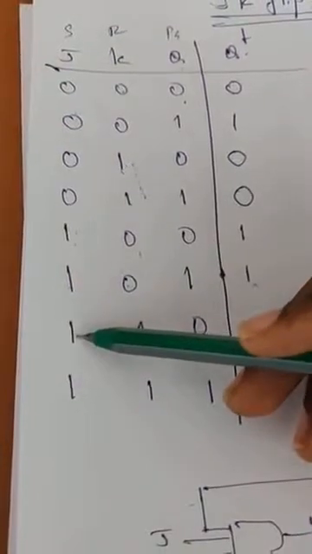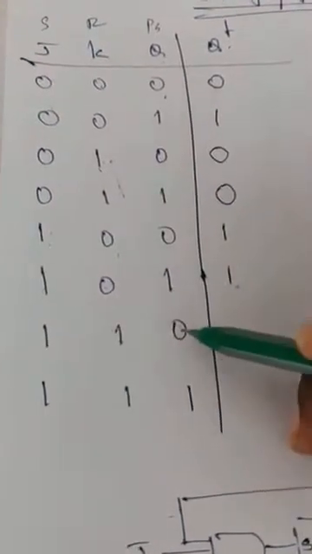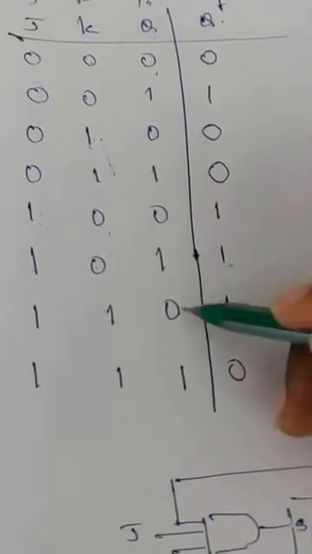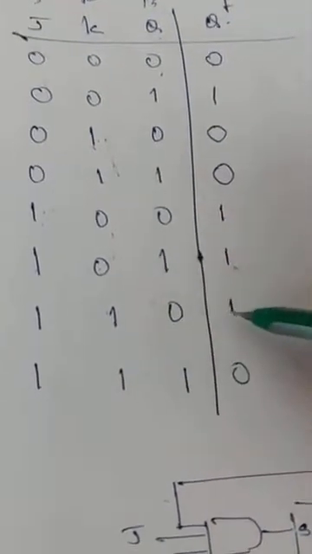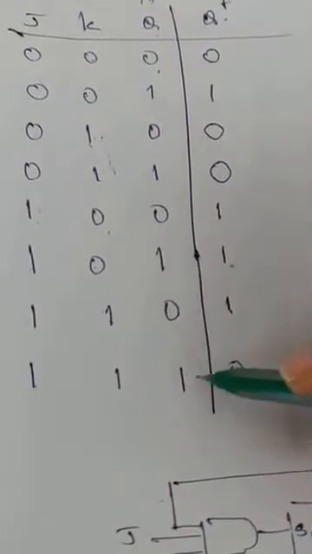When J is equal to 1, K is equal to 1. If the present state is 0, next state will be 1. If the present state is 1, next state will be 0. Reverse of the present state. If the present state is 0, it will convert to 1. If the present state is 1, it will convert to 0.